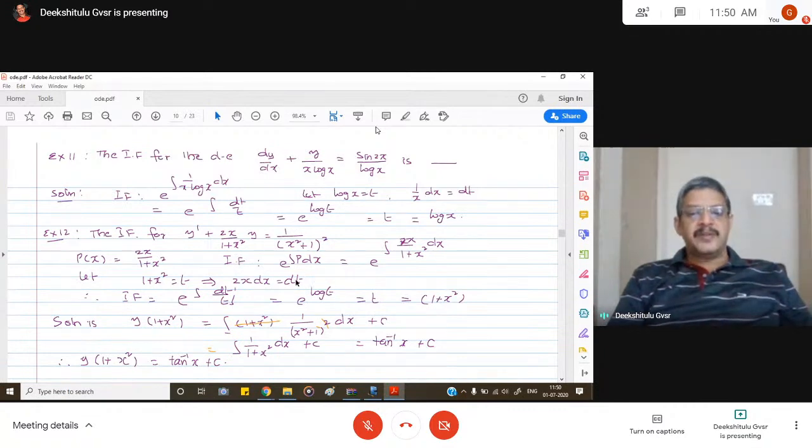So integrating factor is e power integral p dx. So e power integral 2x by (1 plus x square) dx. So if you put 1 plus x square is equal to t, then 2x dx is dt. So this becomes integral dt by t.